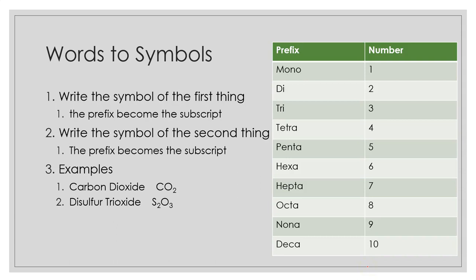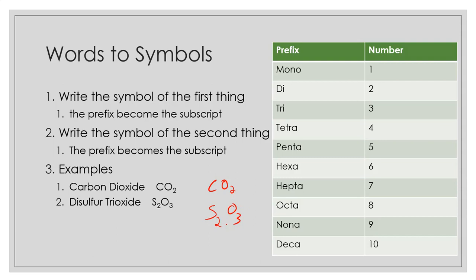Going from words to symbols, you write the symbol of the first thing, and the prefix becomes the subscript. And then you write the symbol of the second thing, where once again the prefix becomes the subscript. So carbon dioxide, no prefix on that first thing means 1, so it's just C. Oxygen or oxide is just O, and because there's a di in front of it, you put a 2 there. For disulfur trioxide, sulfur is S. We have di in front, so we put a 2. Oxide is O. We have a tri in front. We would put a 3.